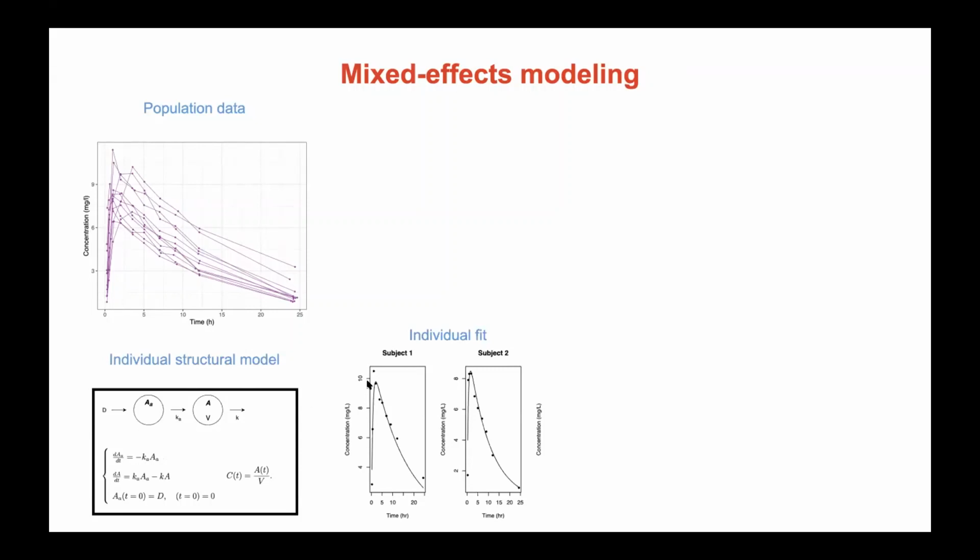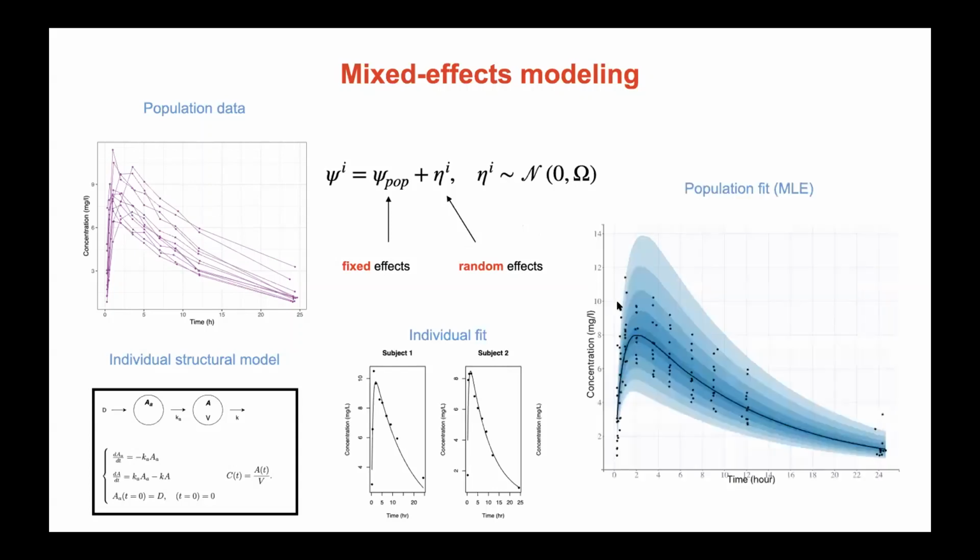what I prefer to do is to have a statistical description of the population based on some fixed effects and random effects, with some variance-covariance matrix describing the distribution of the parameters in the population. And then from this, you can have a fit at the population level, which is much more interesting, because now you can describe not only the dynamics, but also the inter-individual variability.